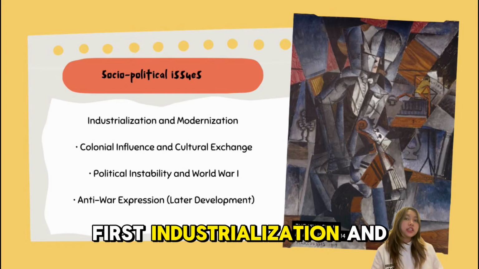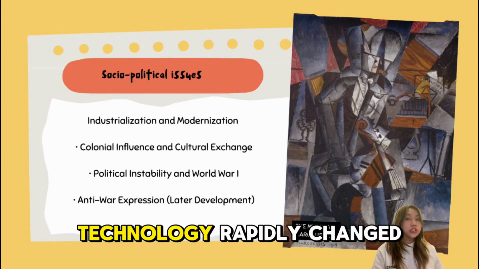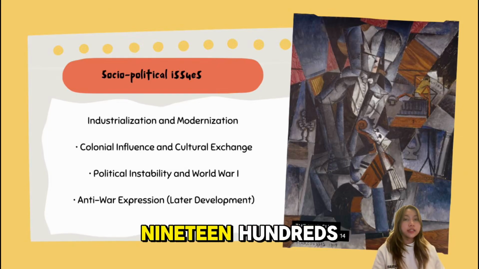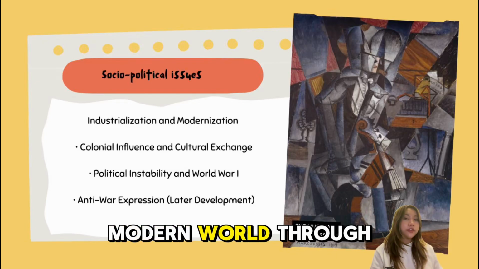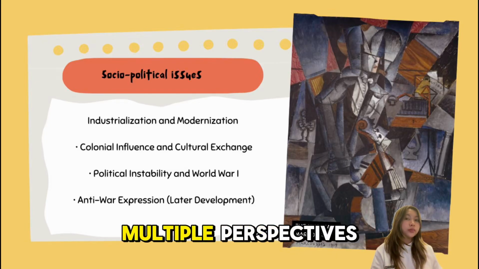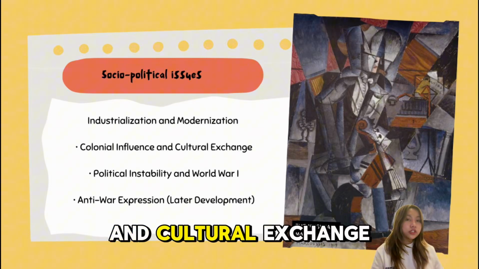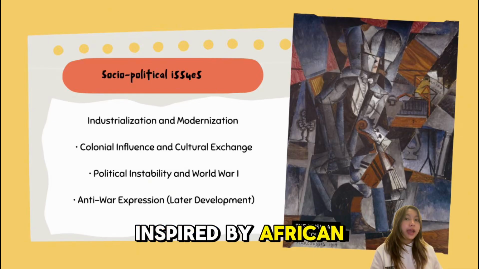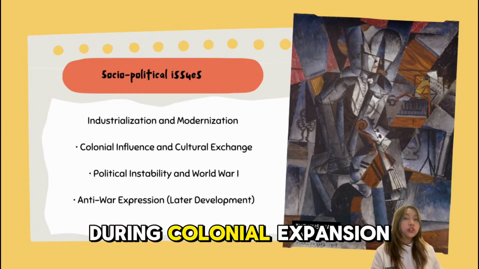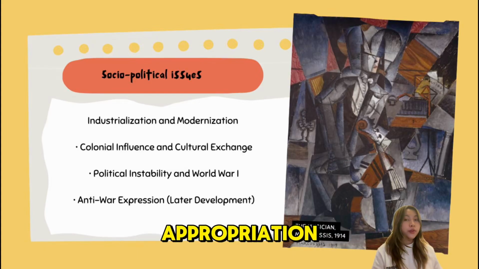First, industrialization and modernization influenced the style as cities and technology rapidly changed in the early 1900s. Artists reflected the fast, complex modern world through fragmented shapes and multiple perspectives. Second, colonial influence and cultural exchange played a role. Cubist artists were inspired by African art brought to Europe during colonial expansion, which also raises issues about cultural appropriation.